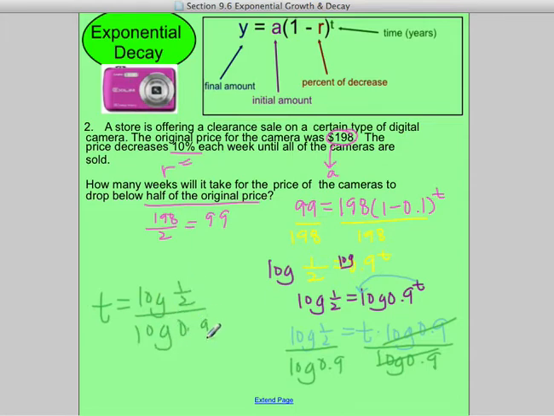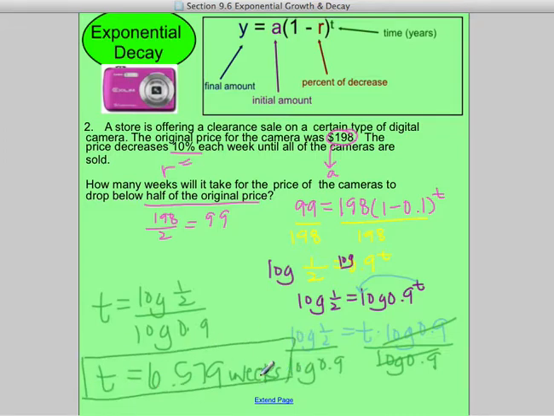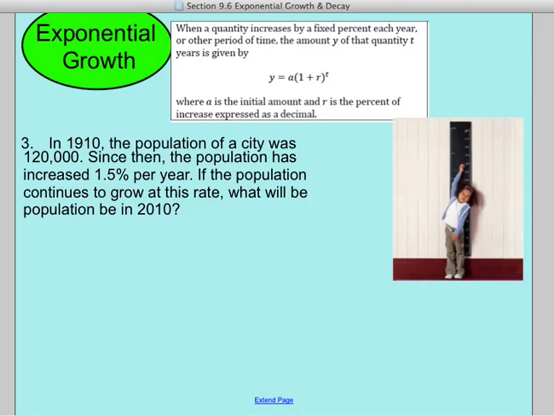Type it in just as I typed in the last one, and we will get that t is approximately 6.579, and this is labeled in weeks. So 6.579 weeks. Okay. All right, our next example, example 3.